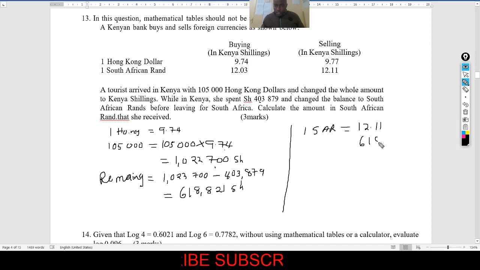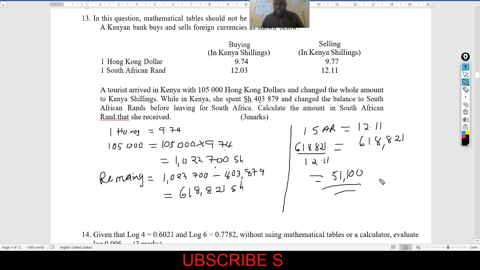So 618,821 will be equal to 618,821 divided by 12.11. This one gives you 51,100 South African rand. So that is the amount he received in South African rand, 51,100. That is how you are supposed to answer that question.